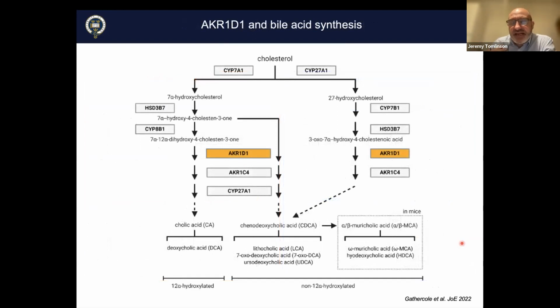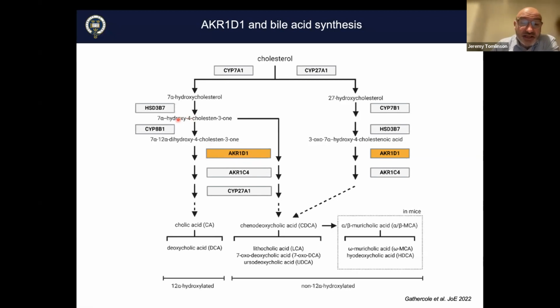But really for the latter part of this talk, I want to focus on its role in bile acid synthesis, because AKR1D1, as we've said, is a crucial enzyme in regulating bile acid synthesis. And there are very rare patients that have monogenic AKR1D1 deficiency, with mutations in AKR1D1, that develop a life-threatening and potentially very serious neonatal cholestatic jaundice that can result in liver failure.